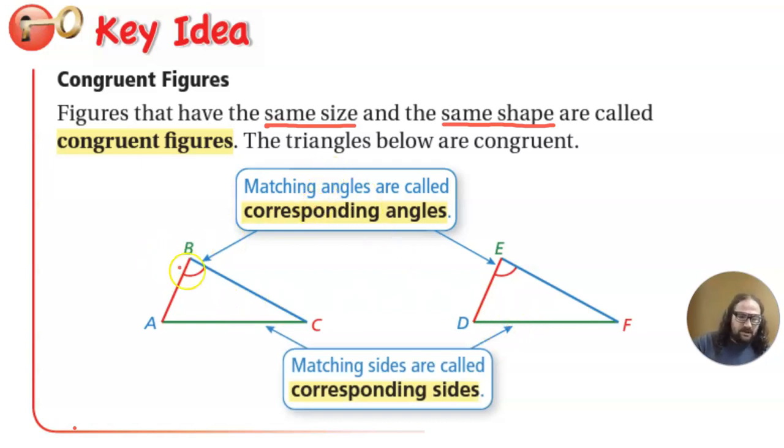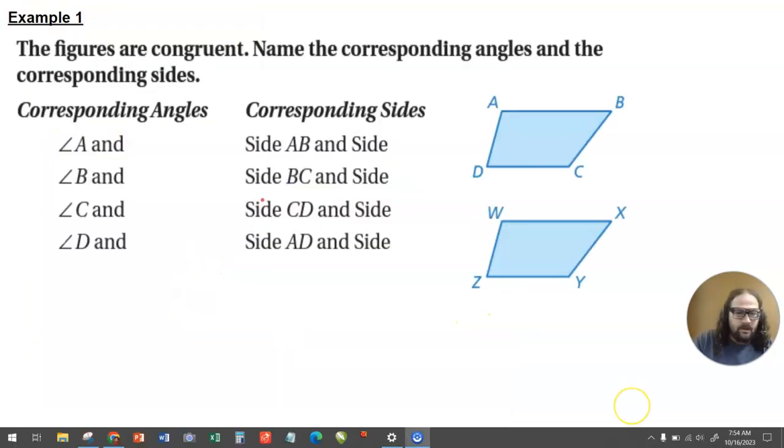So corresponding angles are congruent. The angles that match, we call those corresponding angles. So angle B and angle E are considered corresponding angles. They have the matching angle. So whatever this angle is, how many degrees that is, that's how many degrees this one will be. And the length of side AC here is going to have to be the same as the length of side DF. All right, so let's look at example 1.